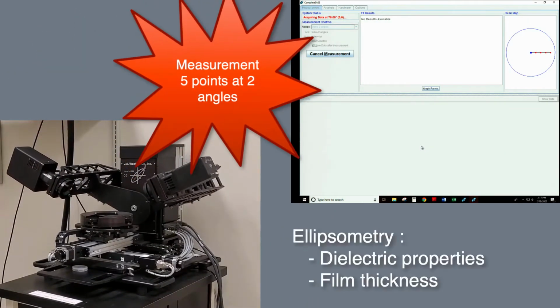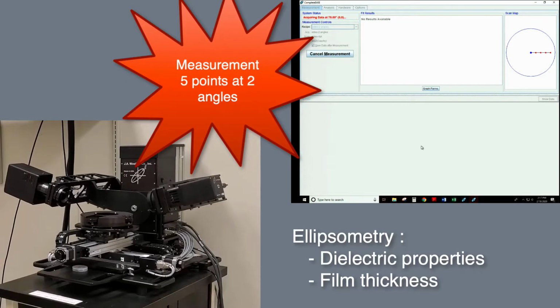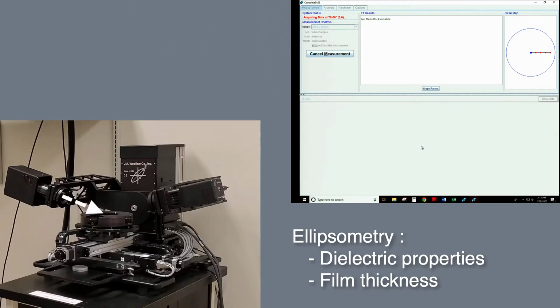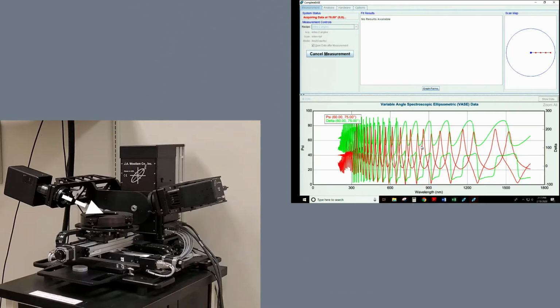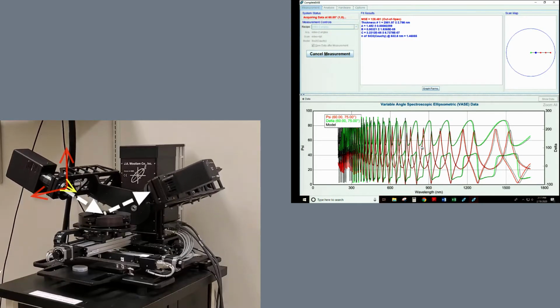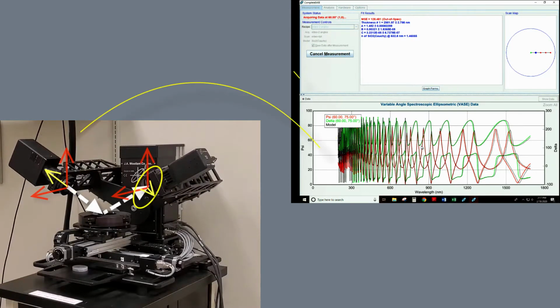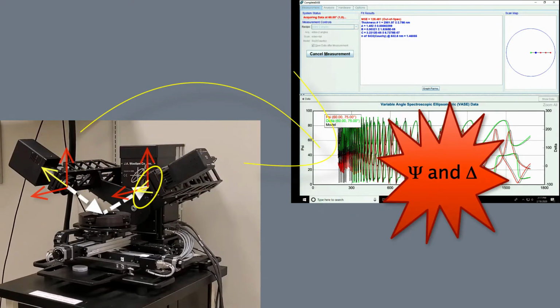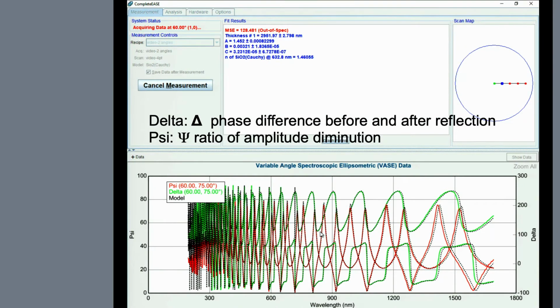Ellipsometry is a very sensitive, non-destructive optical technique used to characterize the dielectric properties and thickness of thin films. The measurement is done by directing a light beam onto a sample surface. The reflected light is focused at a detector which measures the change in the polarization state and recorded as psi and delta. Psi and delta are related to the ratio of the Fresnel reflection coefficients.